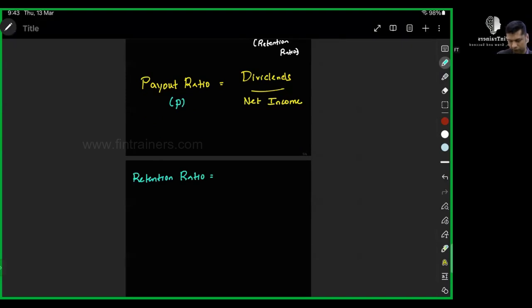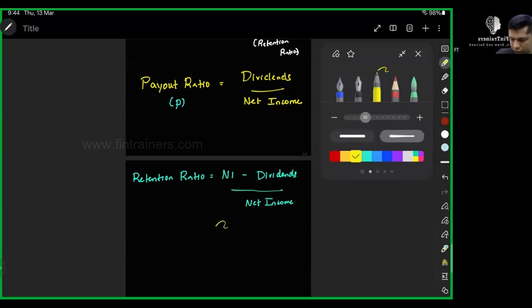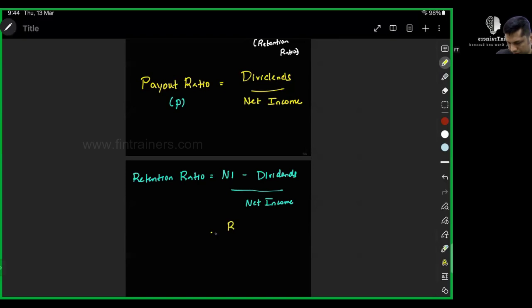The retention ratio is net income minus dividends divided by net income. You can also say the numerator is retained earnings. What you don't pay out is what you retain. How much of the earnings you retain is called retained earnings divided by net income. This is usually notated with B, okay? You can obviously also write this as 1 minus P, where P is the payout ratio.